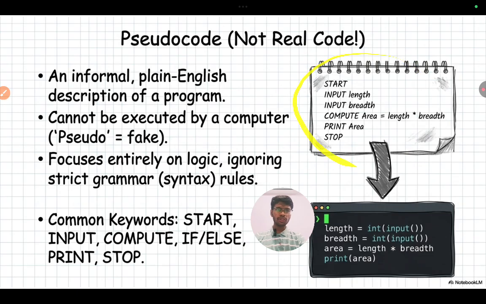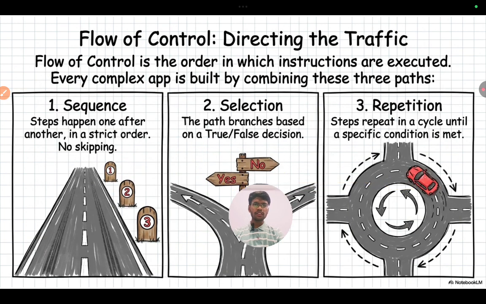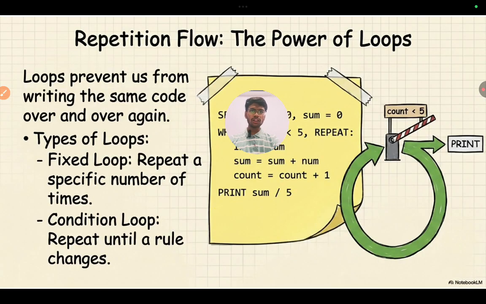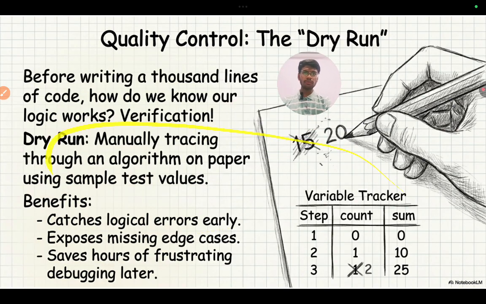And pseudocode we'll be writing like this, probably: input length, input breadth, compute area equal length asterisk breadth, and print area, then stop, and later converting this into Python code. And we use some common keywords here, like the informal plain English description of the program. Then flow of control: sequential, which is a straight flow; selection, how the branch is going; and repetition, that is iteration, just repeating steps. We'll be discussing all these flows here, and doing some dry runs.